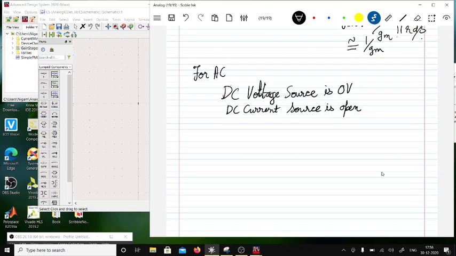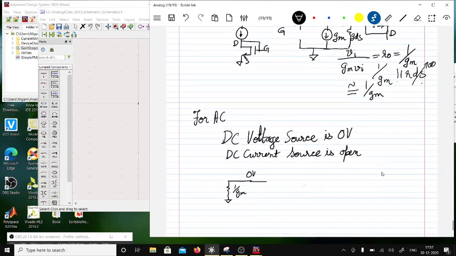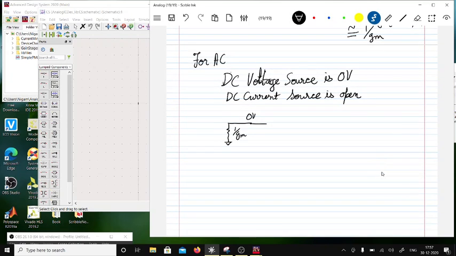Now what's going to happen is, if I draw the entire current mirror, that can be replaced as 1 over GM, but the voltage over here is going to be 0 volts, because this is a DC voltage which is biasing another transistor. So if I look at the current mirror, it is going to be biasing another transistor here, plus minus, and there is a GM again.